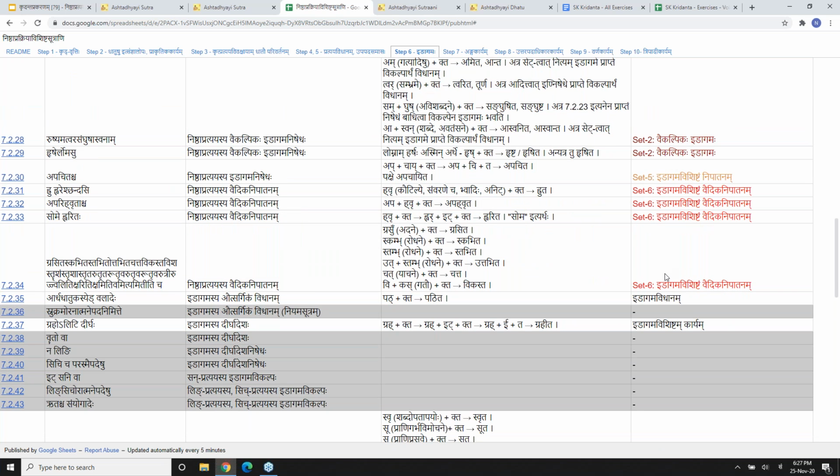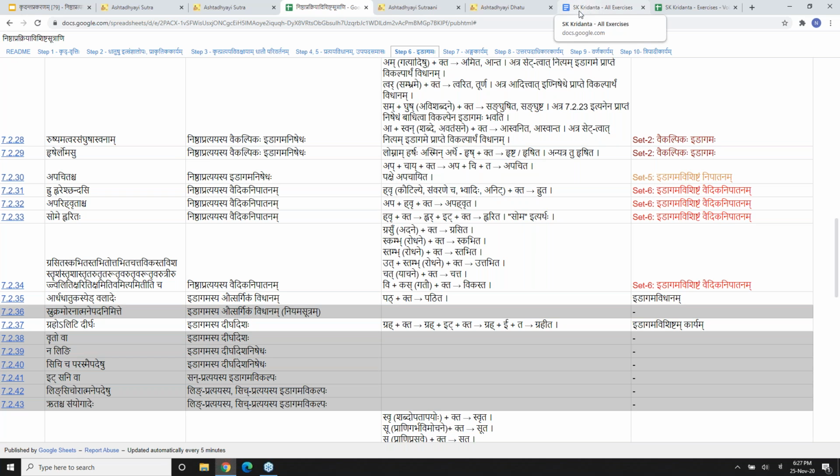They are about nipatanas. Set number 5 is idagama vishishtam nipatanam. Set number 6 is idagama vishishtam vaidika nipatanam. So the nipatana in the bhasha and the nipatana in the loka, in the Veda, that's what we will study tomorrow. So in tomorrow's class, we will complete the discussion on idagama.